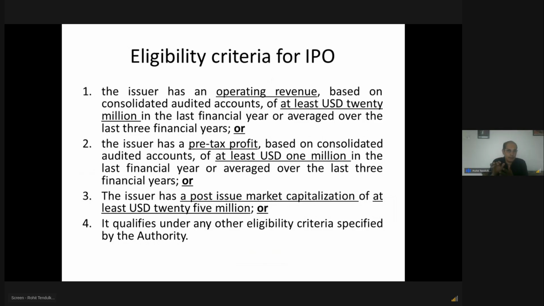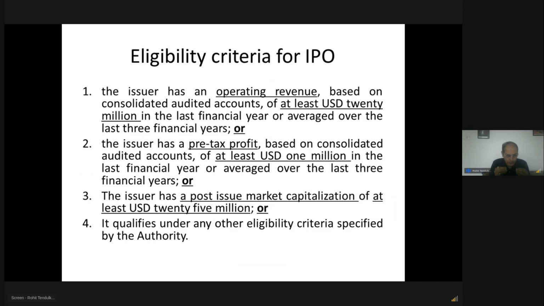So far as Indian issuers are concerned, it starts from 1st of April and ends on 31st of March next year. So if this condition is not satisfied by the issuer, the second point is the issuer has a pre-tax profit based on consolidated audited accounts of at least $1 million in the last financial year or average over the last 3 financial years. So operating revenue of 20 million plus, or pre-tax profit of at least or more than $1 million.